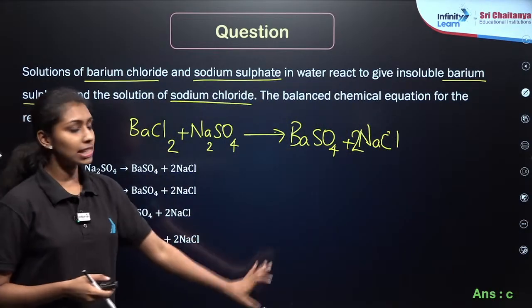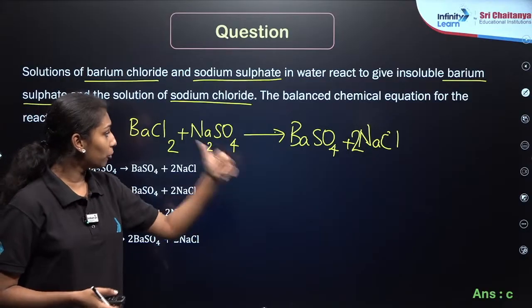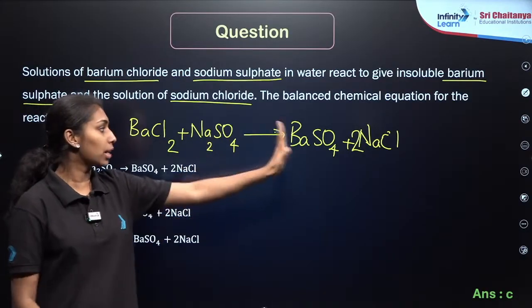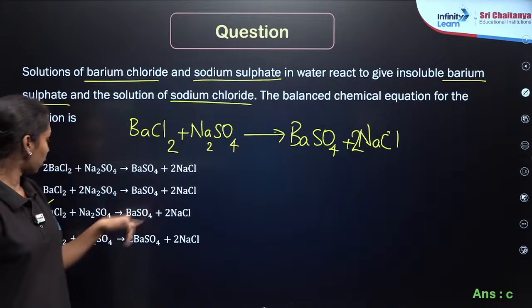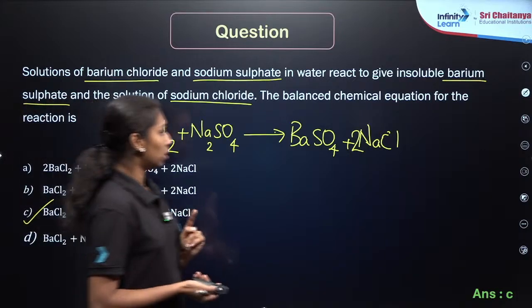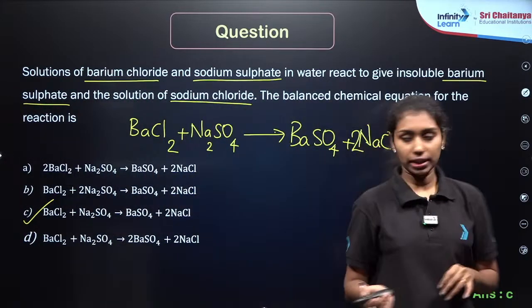As according to the conservation of mass, masses should be equal on the left hand side, I mean the reactant side, as well as the product side. So you need to check the balanced equation here, that will be option C. Okay, I hope you understand. Now let me move to the next question.